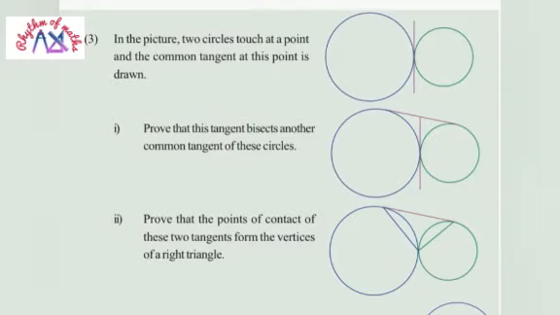Next, question number 3. In the picture, two circles touch at a point and the common tangent at this point is drawn. First sub question, prove that this tangent bisects another common tangent of these circles. Second sub question, prove that the points of contact of these two tangents form the vertices of a right triangle. One more is there, that is just to draw the figure, that you can check in the text.